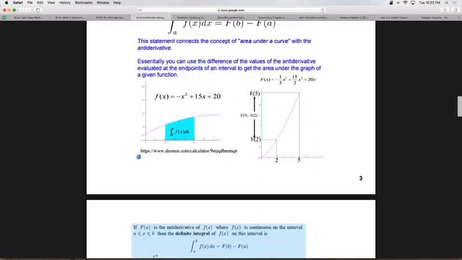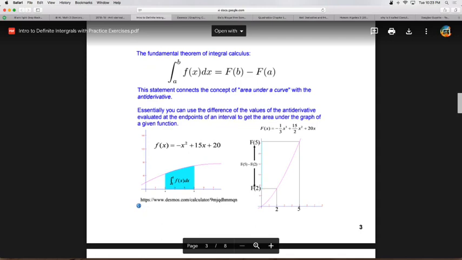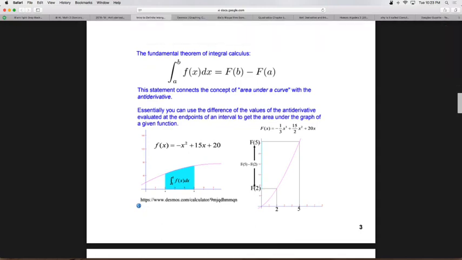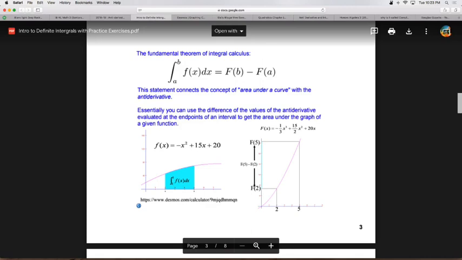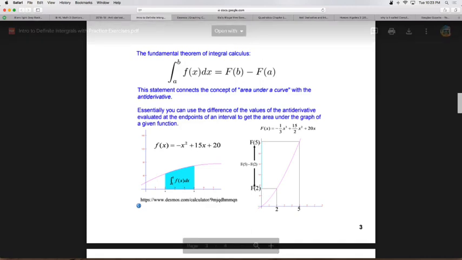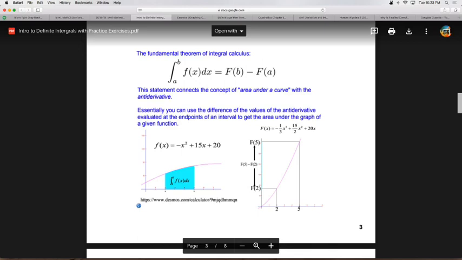The next video is going to show you the work that you need to actually do, but essentially this is the fundamental theorem of calculus. If you want to find the area under a curve, all you have to do is take the antiderivative of that curve and subtract at the endpoints, and that produces the area.